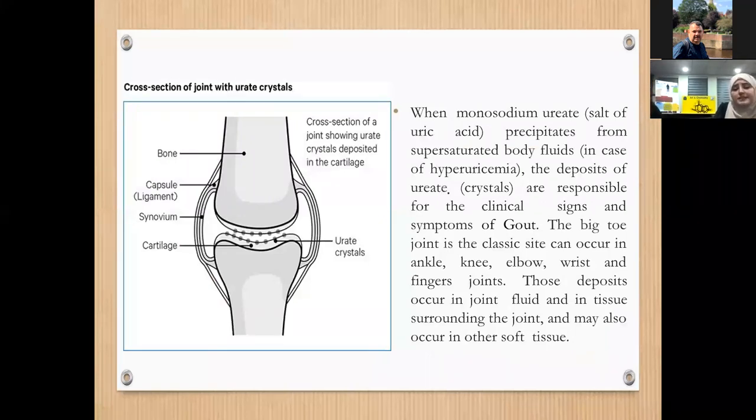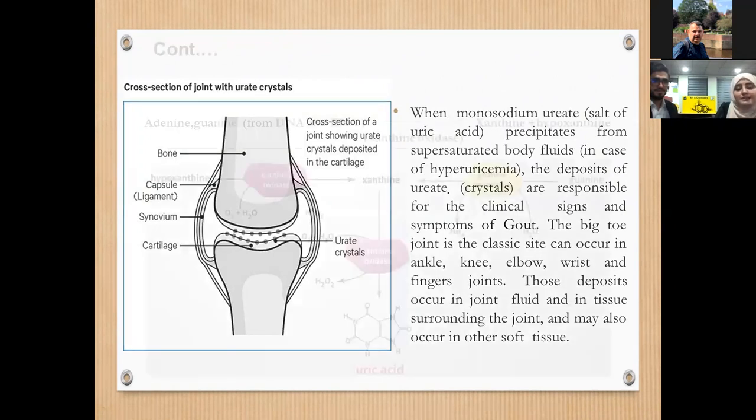As we said, gout is hyperuricemia, a high level of uric acid in the serum. When uric acid reaches this level in the serum, it will precipitate as its salt, monosodium urate. It precipitates in the joint and its surrounding tissue as crystals. The main, or classic, site of deposition of monosodium urate is the joint of the big toe, but it also occurs in other joints like the elbow, wrist, knee, etc.